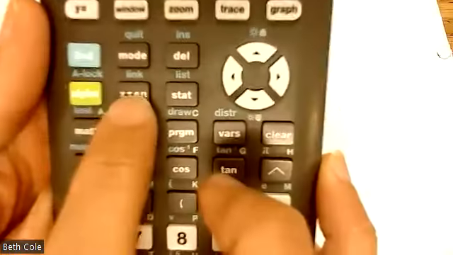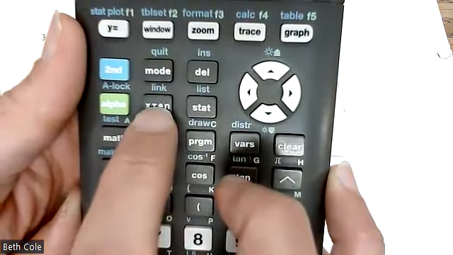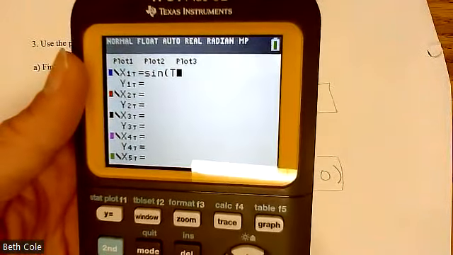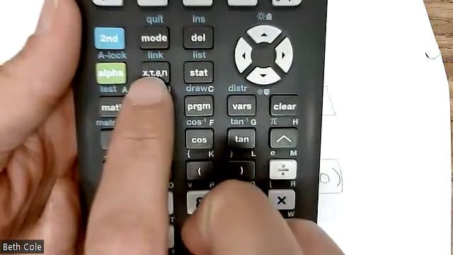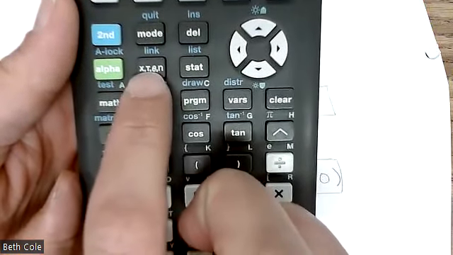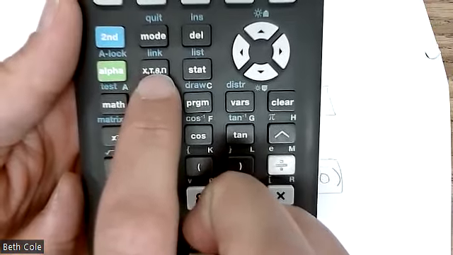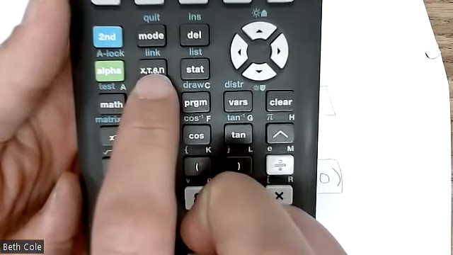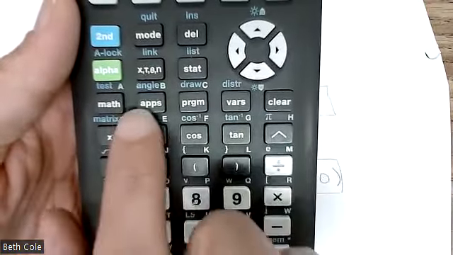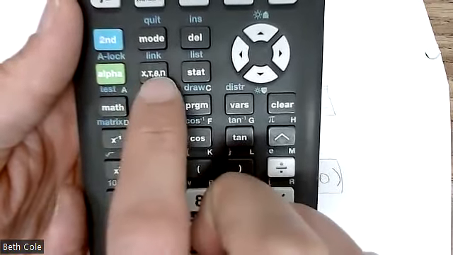Now, when you hit your variable button, this one right here, you know how usually it puts an x? What did it put? That's why. Have you ever wondered why it said x comma t comma theta comma n? T is for parametric. Theta is for polar, which is what we're going to do next. And n is for those sequences and series. Those are what all the different things on there mean.